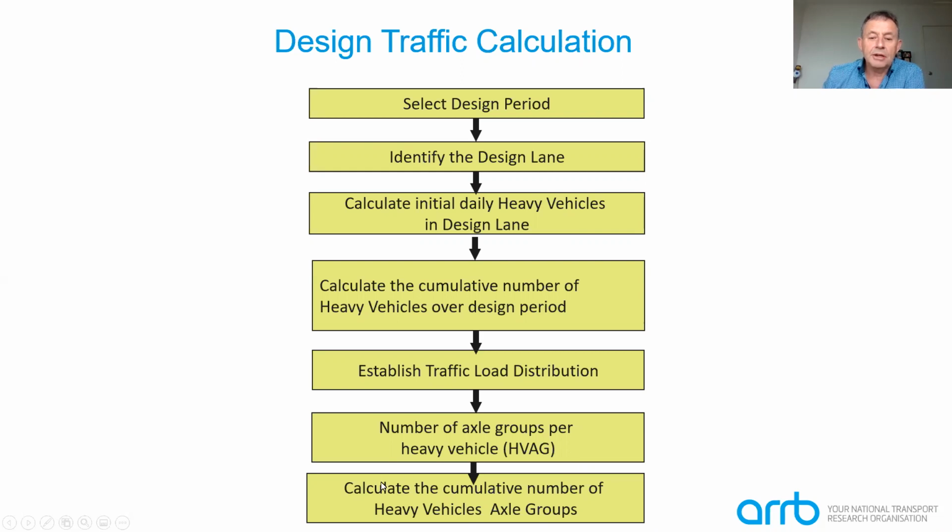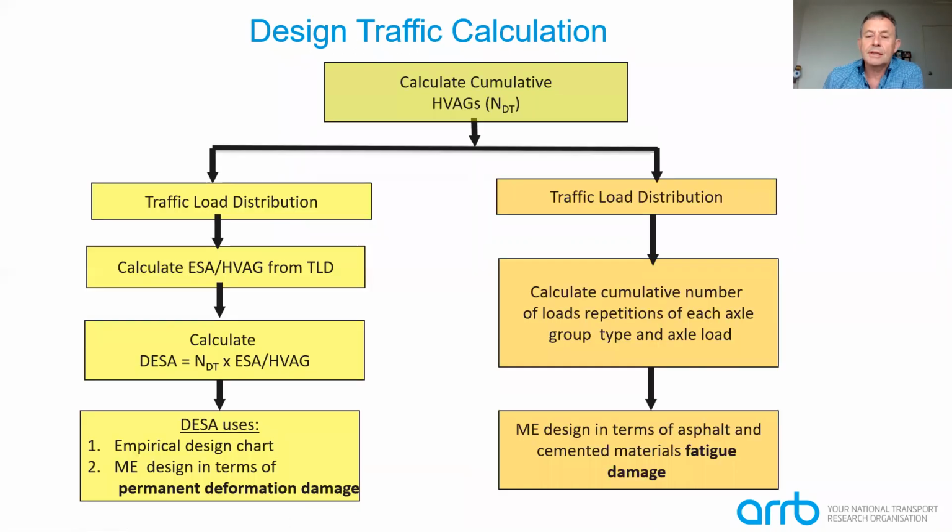And from that, you can calculate the cumulative number of heavy vehicle axle groups, or HVAGs. Someone sometimes expresses it that way, the cumulative number of HVAGs. So having got the cumulative number of heavy vehicle axle groups, there are two options. You can calculate the cumulative number of loads of each axle group type and each axle group load.